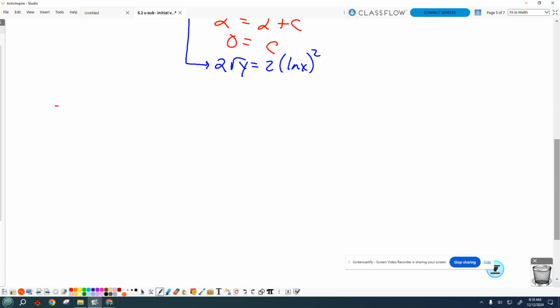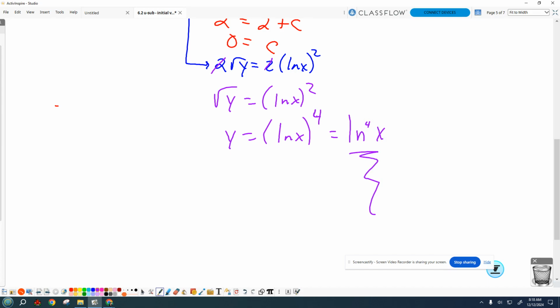Now I got to get y by itself. Jason, what do I do? Cross out the 2's. Square both sides, and that's weird. And they can also write it like that. Okay.